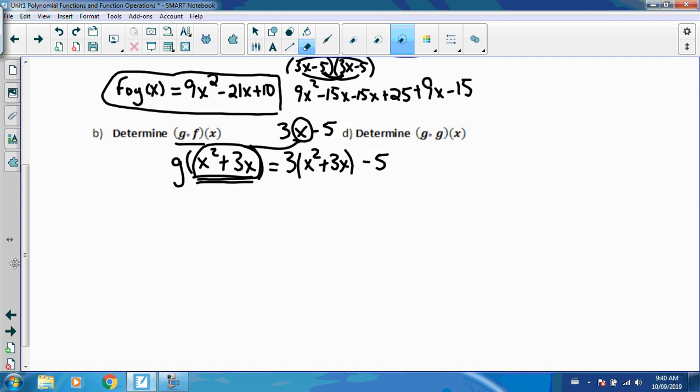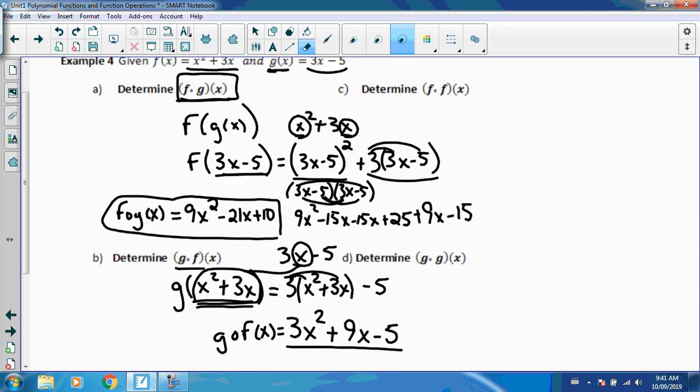So I have to do a bit of algebra here. Distribute there and there. And there's my function. So this is the g of f of x. All right?